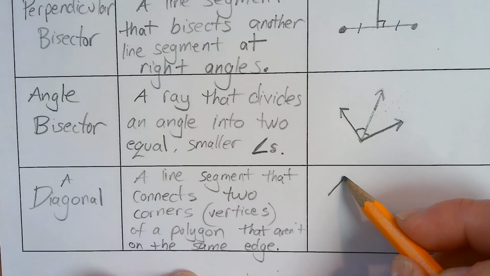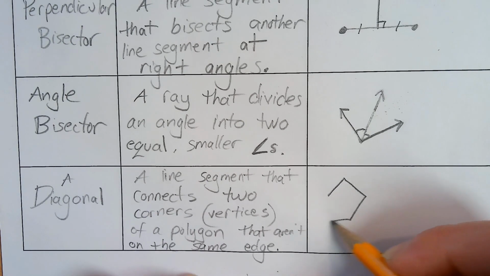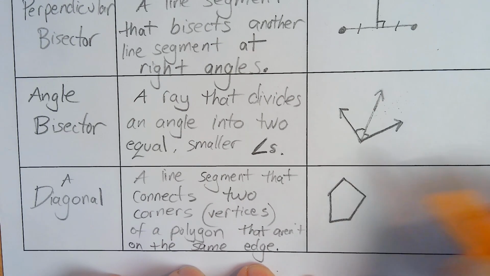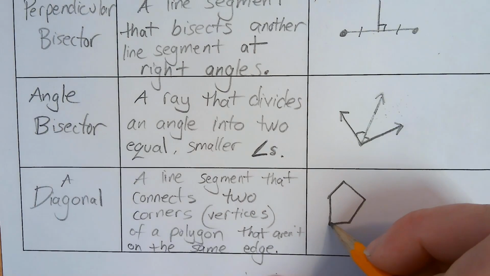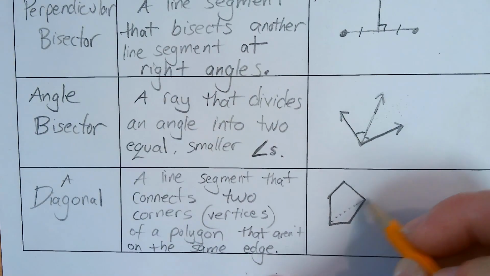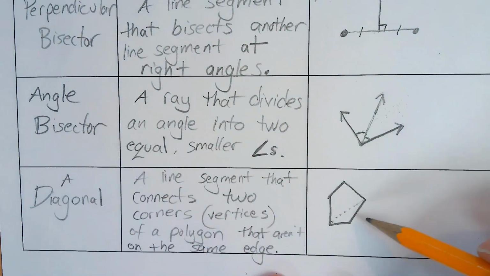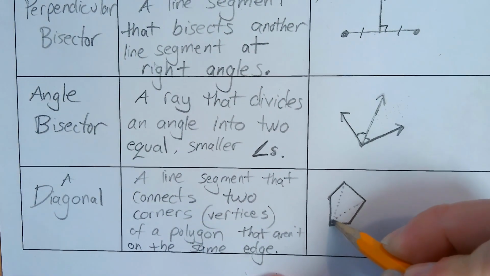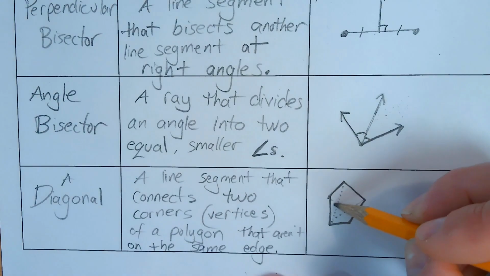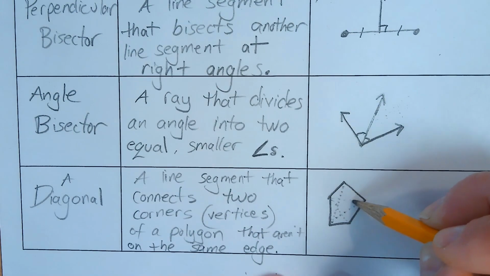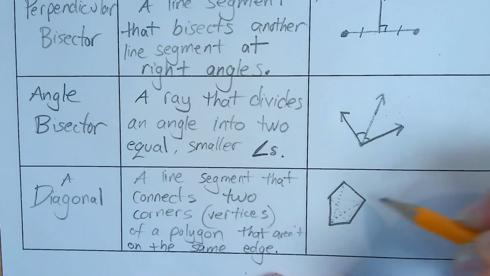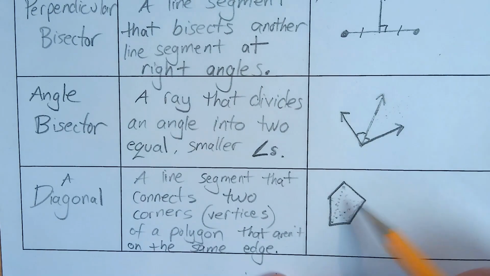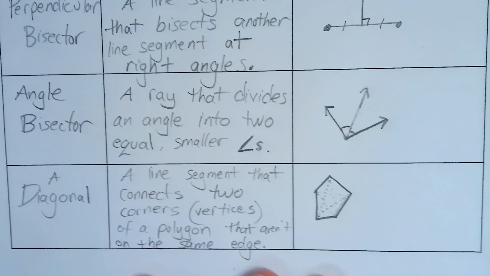So if we had this guy, not a regular pentagon, just some sort of sloppy pentagon, but it has some diagonals. Here's a diagonal. Those corners are being connected. They're not on the same edge, though. They weren't already connected by an edge. So here's another diagonal. This is a diagonal. And I'm missing one. Oh, yeah, this one. I think I messed that one up. Okay, but anyway, you get the point. There's a bunch of diagonals in there.